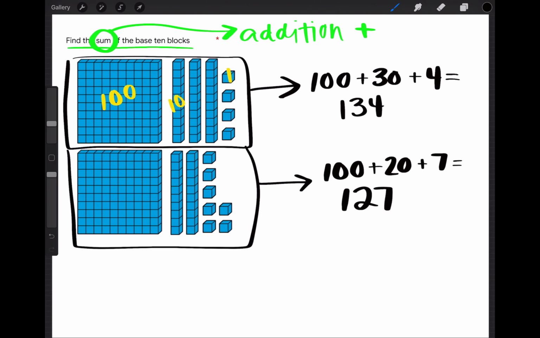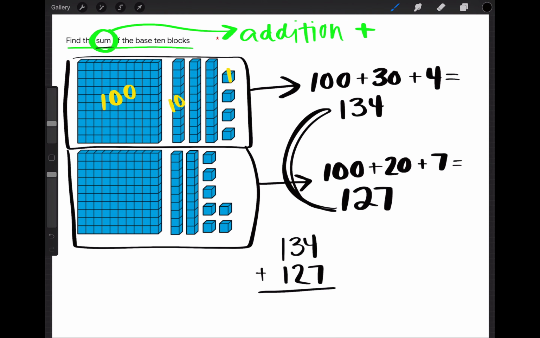Now, we're not done yet. We've just figured out how many blocks that we have up here. And we need to now add 134 to 127. So 134 plus 127, and we're going to break it up. Now I'm going to use a red crayon so you guys can see how I'm writing. First, we start in the ones column. So we have 4 and 7. 7 plus 4 is equal to 11. So you're going to put 1 on the bottom and a 1 on the top.